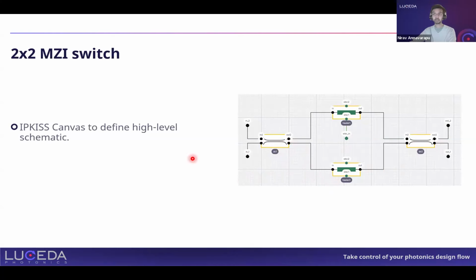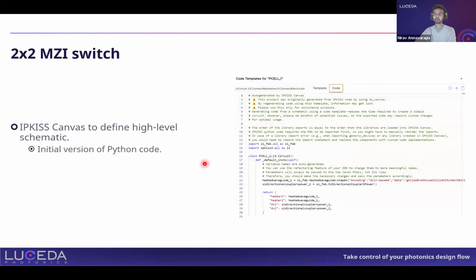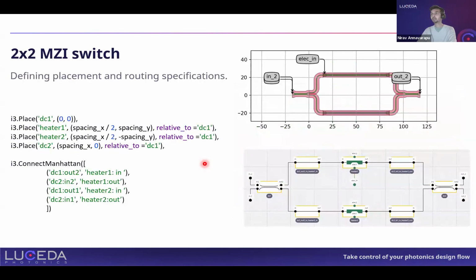IPKISS Canvas, which is a GUI tool, helps you draw circuits and define connections between them. It can also export an initial version of the Python code to help you get started. Of course, you can always add optimizations and parametric functionality to this to make it more flexible. When you draw the 2x2 switch in IPKISS, it should look something like the upper right image. So the pseudo code shown in the slide is very similar to the actual code you would use to define an MZI in IPKISS, but I removed some of the syntactical jargon to improve the clarity.